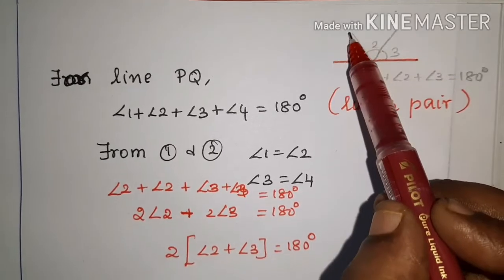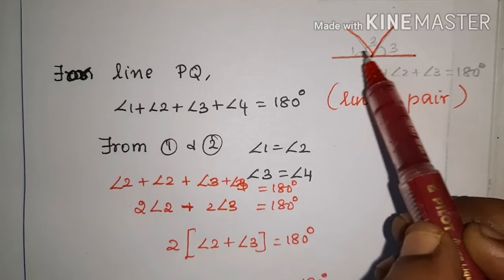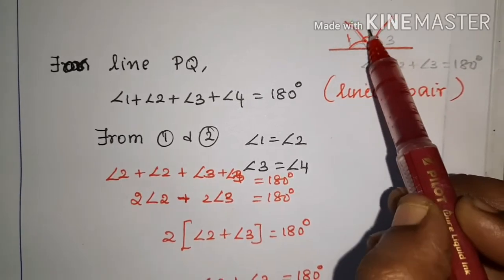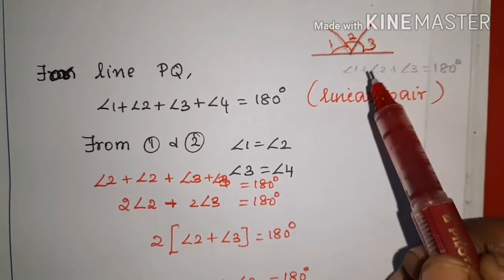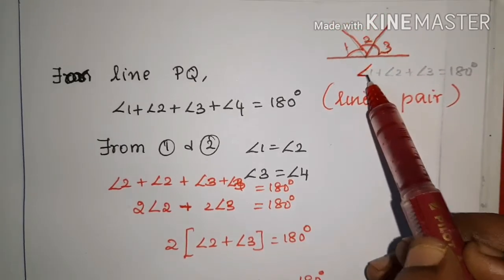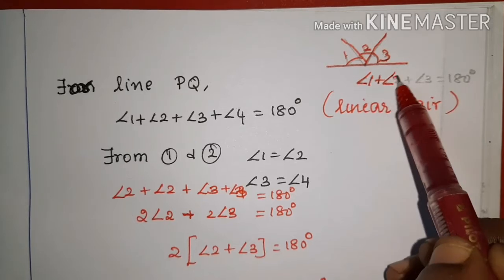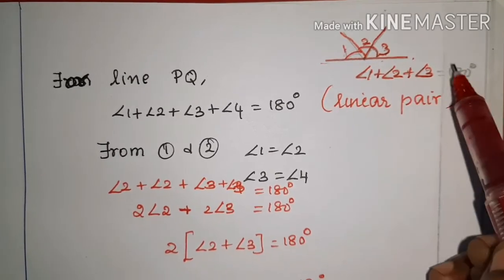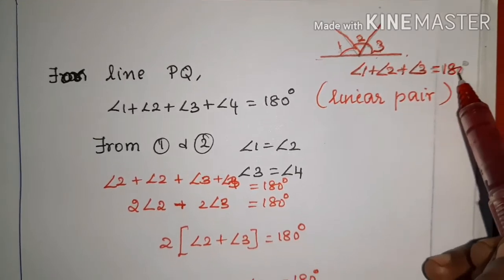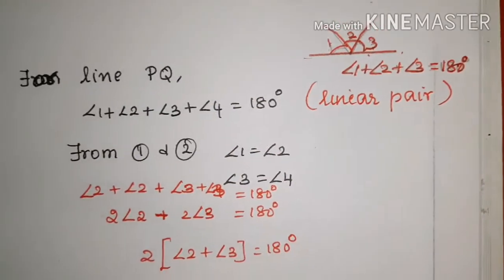Suppose in a line there are two rays inclined over here and all the angles are marked here, angle 1, 2, 3. So by the linear pair theorem, what do you say? Angle 1 plus angle 2 plus angle 3: the sum of all the adjacent angles in a straight line is equal to 180 degrees. So that concept only we are going to apply here.